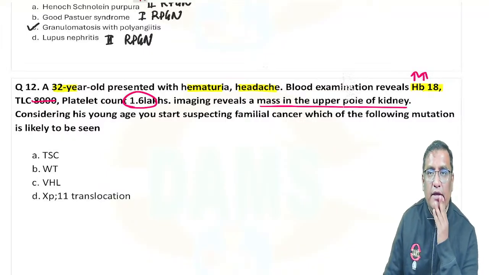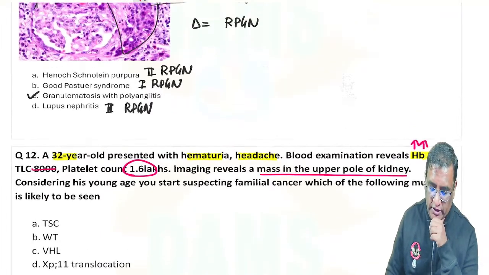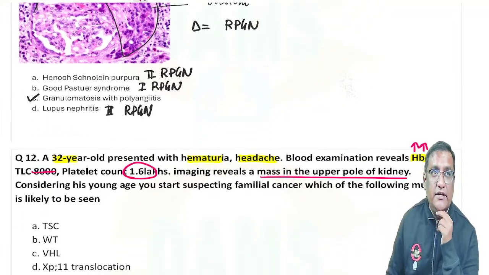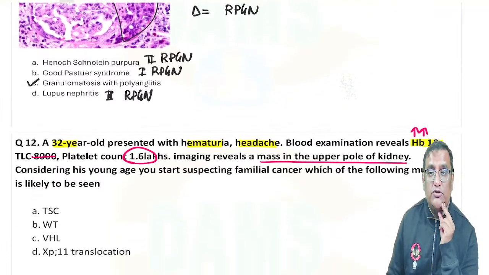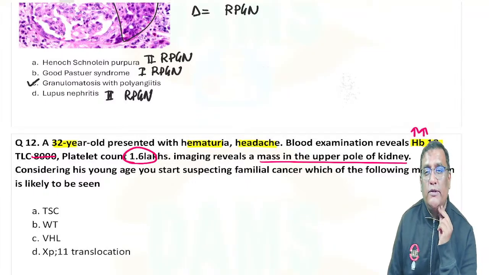No, the previous one was not HSP. In HSP, there should have been granular deposits, right? And it is not even lupus, because it should have been granular deposits there also. So the answer is GPA, granulomatosis with polyangiitis.